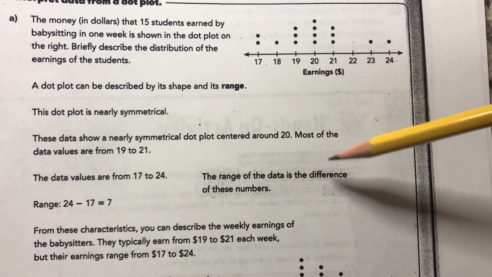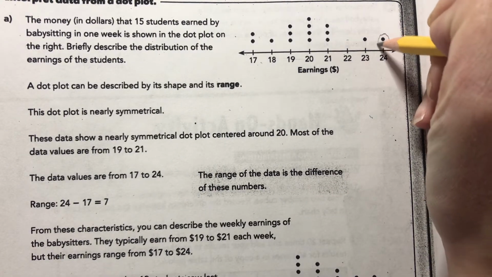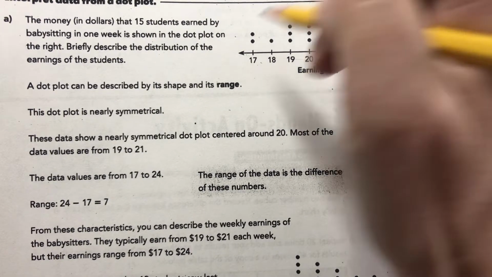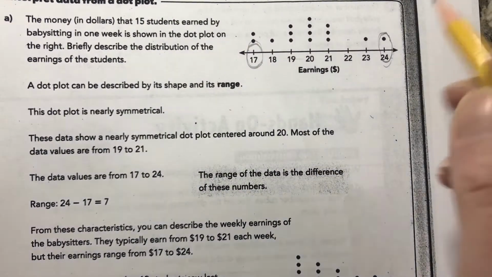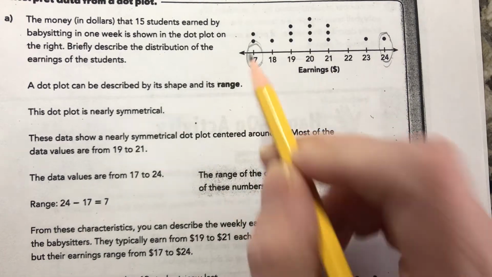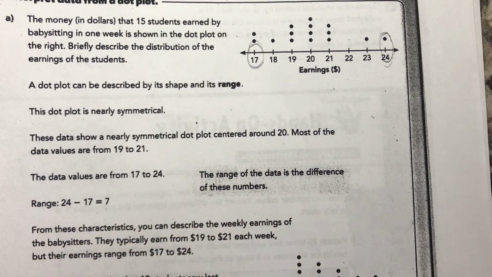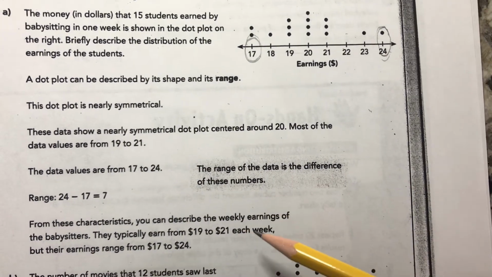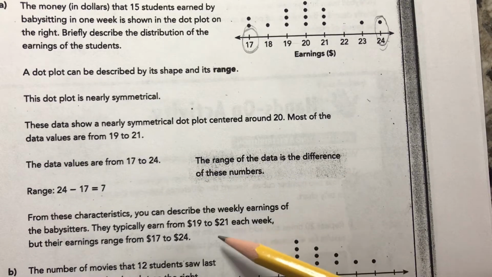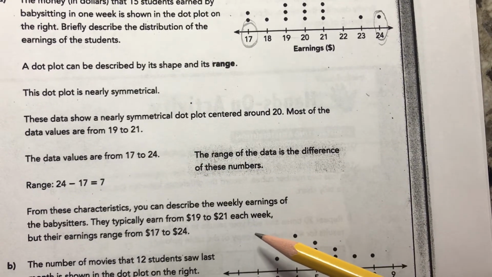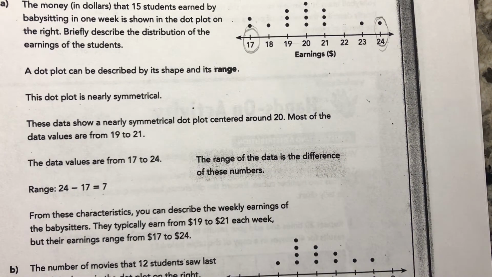The range of the data is the difference of these numbers. If I wanted to find the range, I would take the difference of the largest number and the smallest number and subtract. So it would be 24 minus 17, which equals 7. So our range would be 7. From these characteristics, you can describe the weekly earnings of the babysitters. They typically earn from $19 to $21 each week, but their earnings range from 17 to 24 bucks.